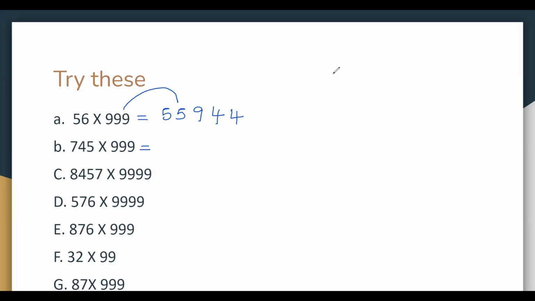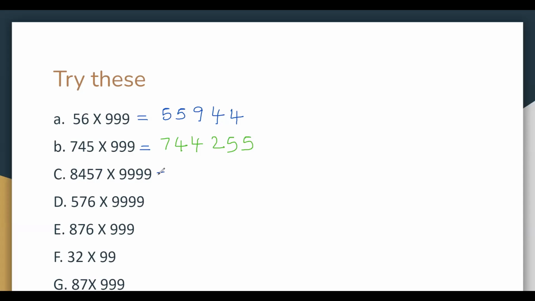745 minus 1 is 744. And then you have 9 minus 7 is 2. 9 minus 4 is 5. 9 minus 4 is 5. Right? So we're directly doing the calculations without the working out. Let's try the next one now.